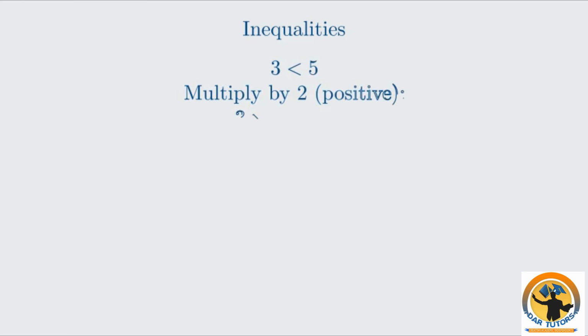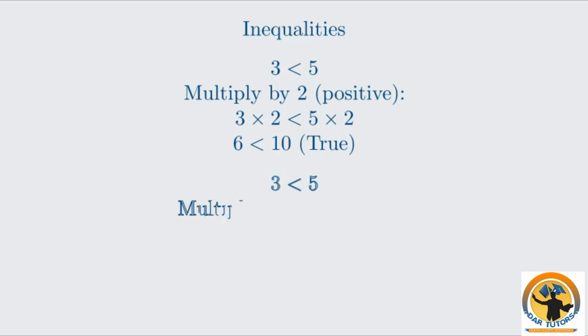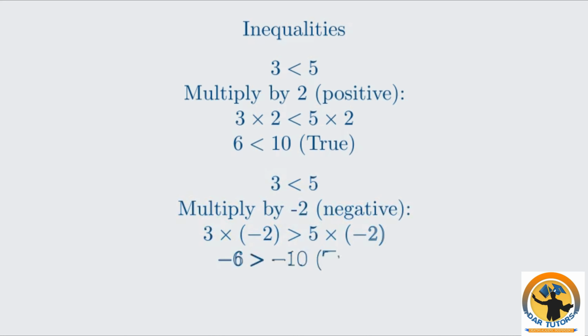Consider the inequality 3 is less than 5. If we multiply both sides by a positive number, say 2, we get 6 is less than 10, which is still true. The inequality sign doesn't change. But what if we multiply by a negative number, say negative 2? We get negative 6 and negative 10. Is negative 6 less than negative 10? No, it's greater. We must reverse the inequality sign to make the statement true. This is the crucial rule. Multiplying or dividing an inequality by a negative number reverses the sign.